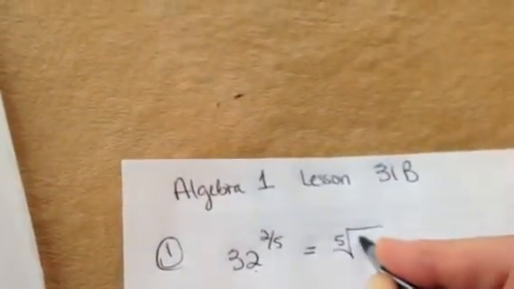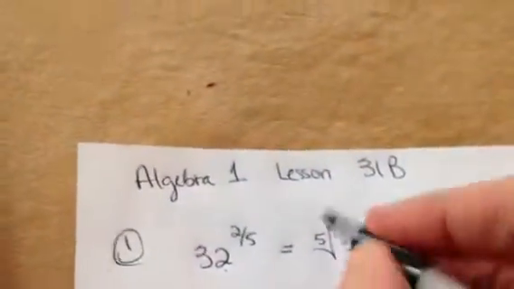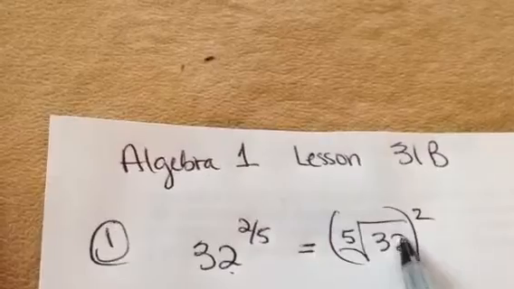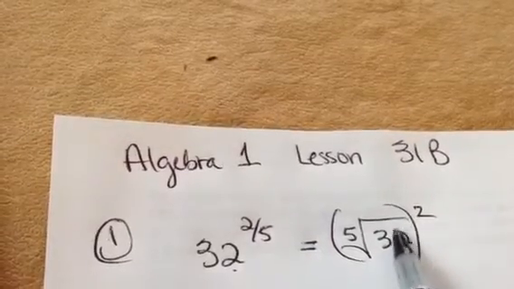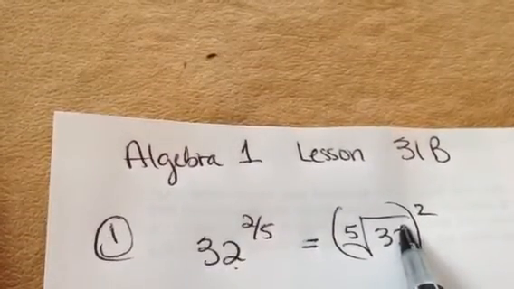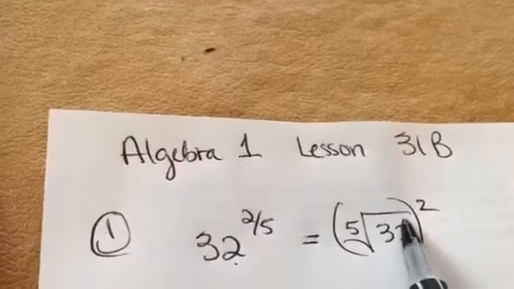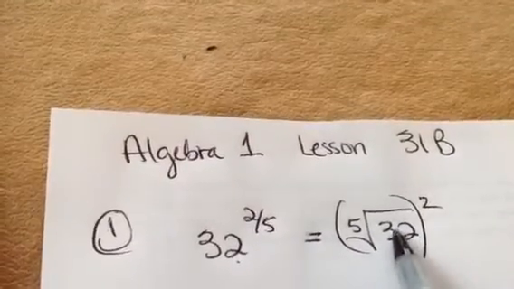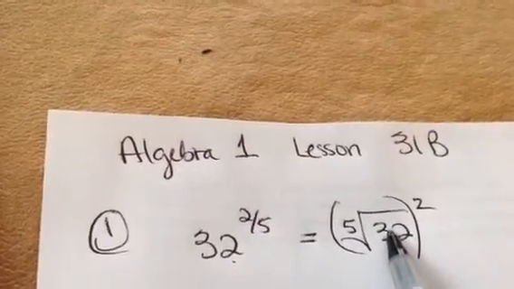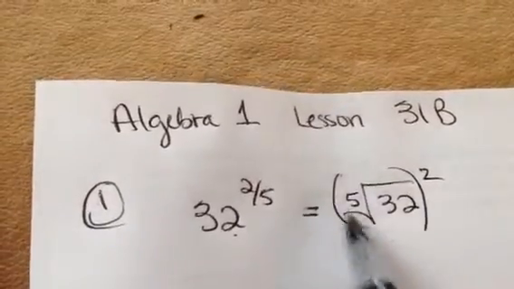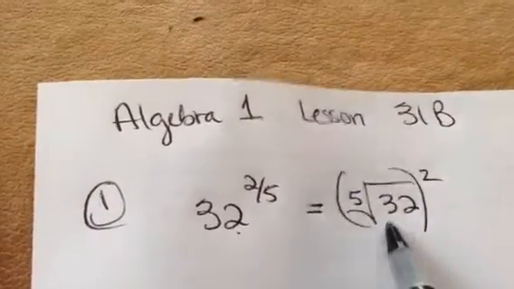I would write this as the fifth root of 32 squared. Now, you could put the 2 inside here, this 2 right here. You could take 32 squared, but that's a huge number, okay? And I wouldn't want to mess with 32 squared. That means 32 times 32, big number. And I'm trying to do as much of this mentally without my calculator as I can.